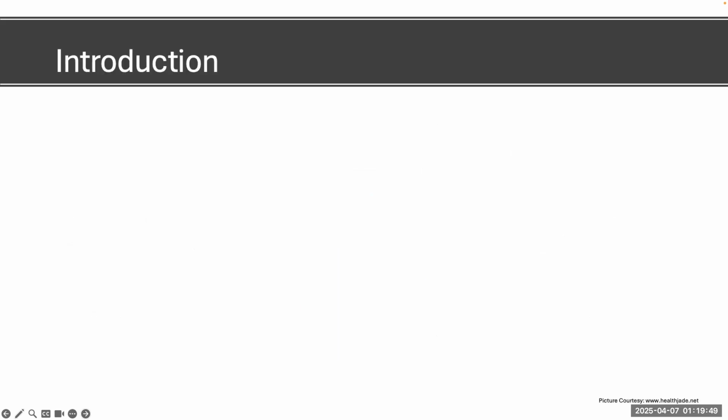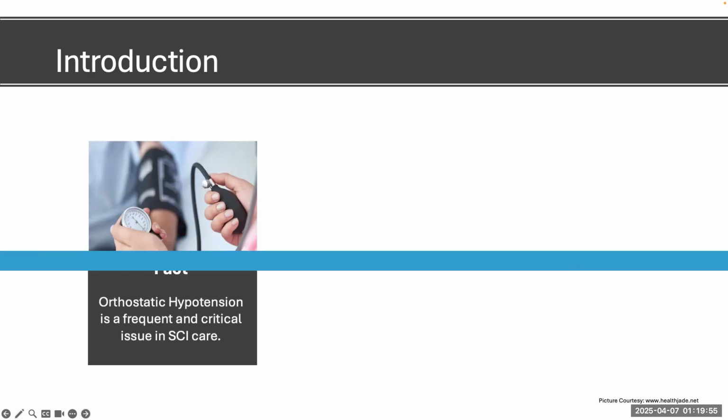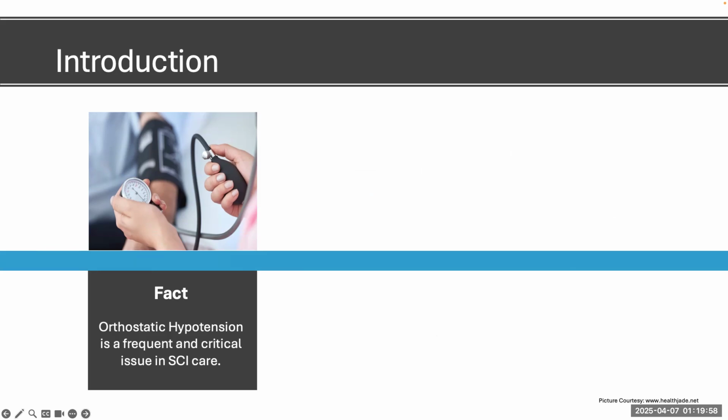The critical role of orthostatic hypotension, or OH, management in SCI. Managing orthostatic hypotension in spinal cord injury is essential to safeguarding patient outcomes. This condition, often under-recognized, contributes to a higher risk of stroke, cardiac arrest, and impaired rehabilitation if not addressed promptly.